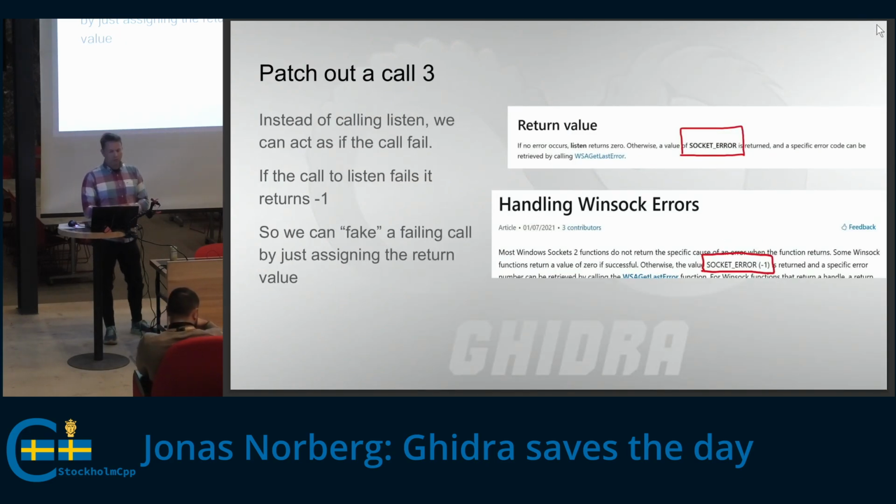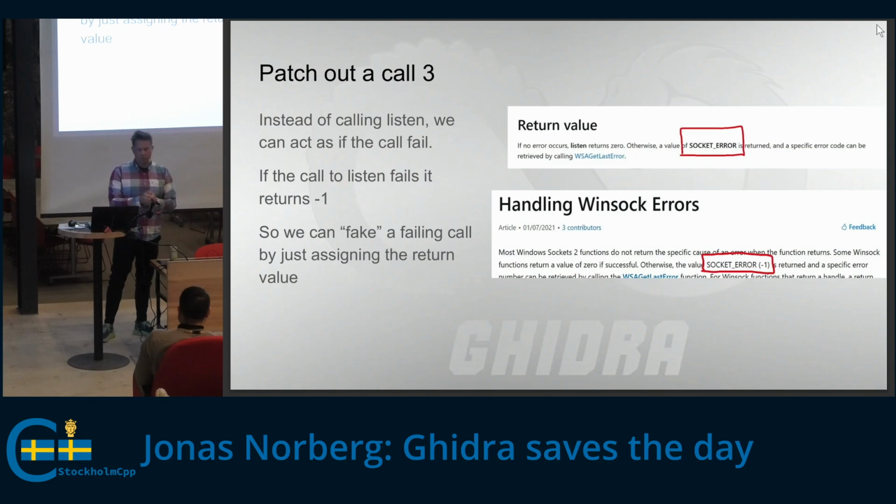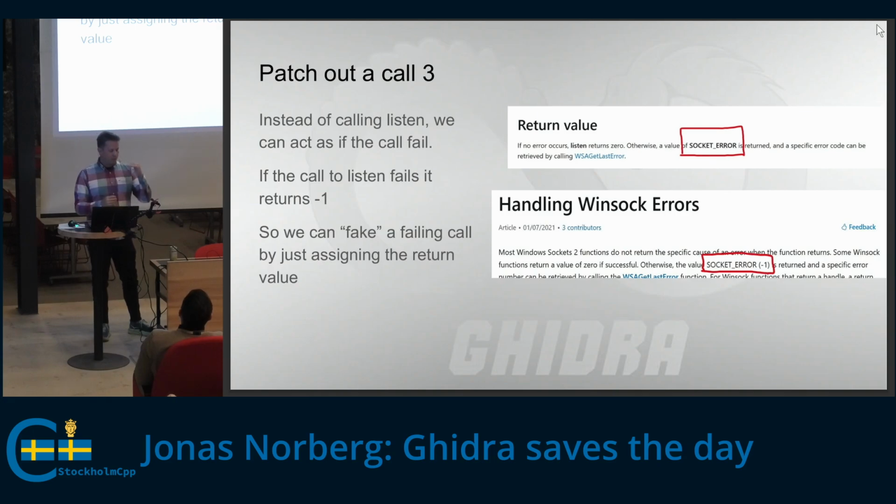The easiest way to replace this call, in my mind at least, there are multiple ways of getting to the same result, is to just move the error code into the return register. If listen fails, it returns a socket error, which is -1. So if we replace the call to listen with just a move of -1 into the return register, that should be it.